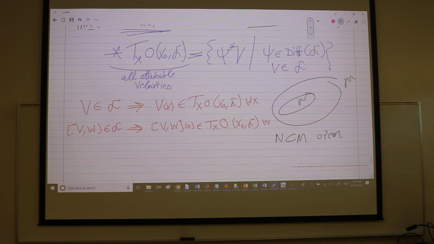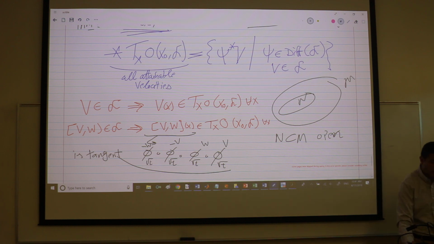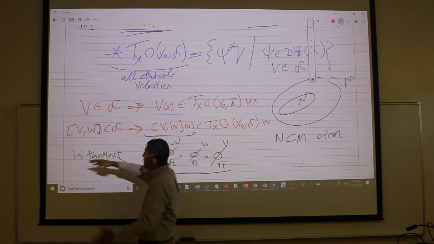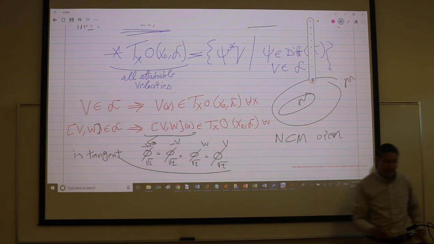Last time we proved that this guy is tangent to the following curve. What's the curve? Flow for some time along V, along W, along negative V, along negative W, right? And this curve is inside the orbit, right? This is a concatenation of flows. So yes, the Lie bracket is also tangent. And you can keep doing Lie brackets. So the Lie bracket of V with this guy is also tangent. The Lie bracket of W with this guy is also tangent.